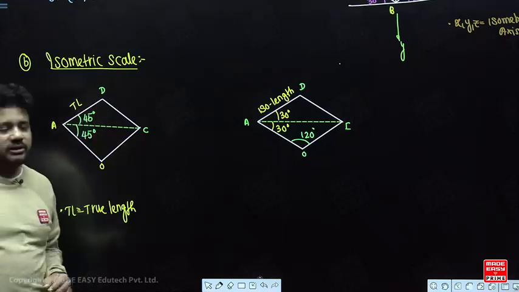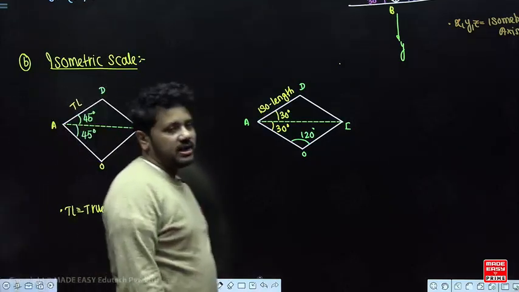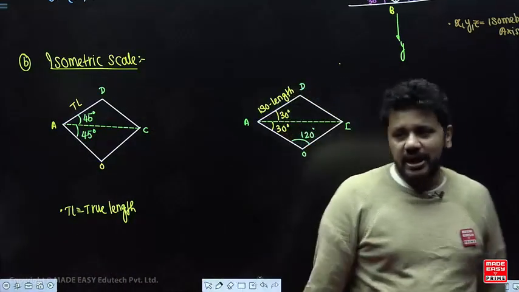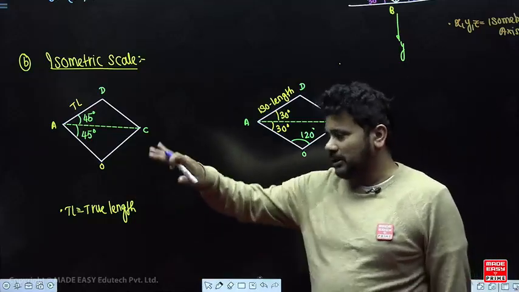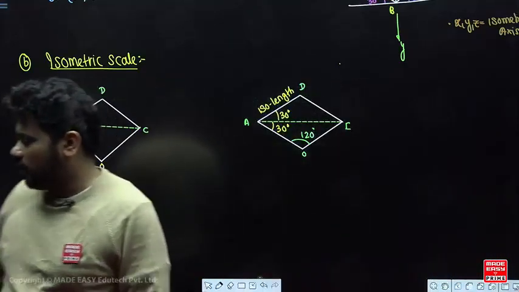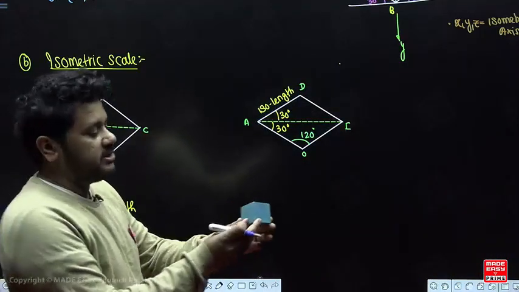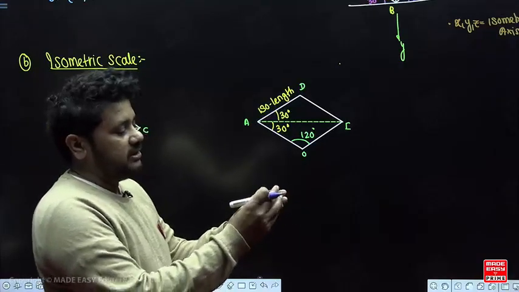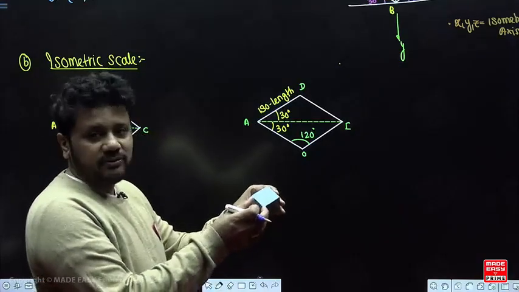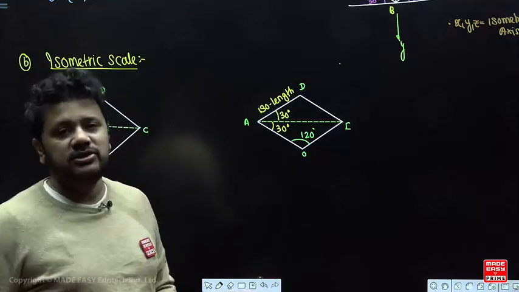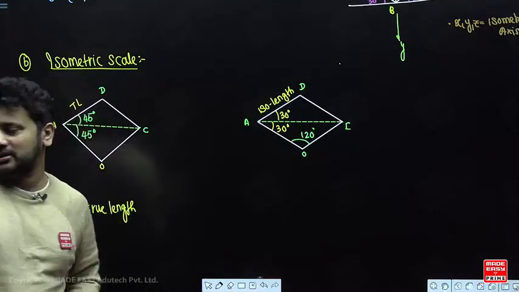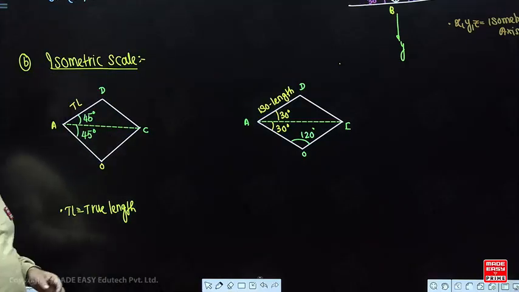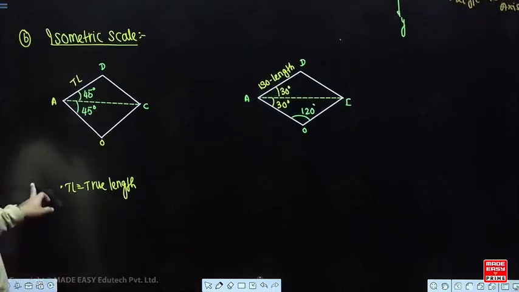This true length is at 45 degree and this iso length is at 30 degree. It means that when you are going to topple at its corner, that means when the object is toppled at its corner, the length is changed. This is the actual length. When it is toppled, the length will change. By what factor the length is changed? That is called as isometric scale. Right. By what factor the length will change is called as isometric scale.